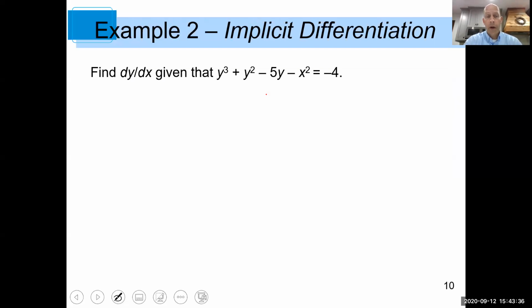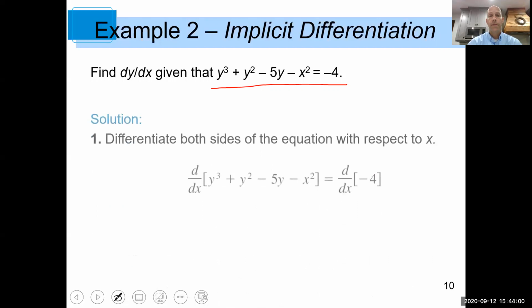So here we have a function, or I'm sorry, here we have an equation. This actually isn't even a function. It says find dy/dx given that y cubed plus y squared minus 5y minus x squared is equal to -4. Now, it shouldn't be too hard for you to realize that there's no way you're going to be able to solve this for y. You're not going to be able to write this explicitly. So to find the derivative, we're going to have to do implicit differentiation.